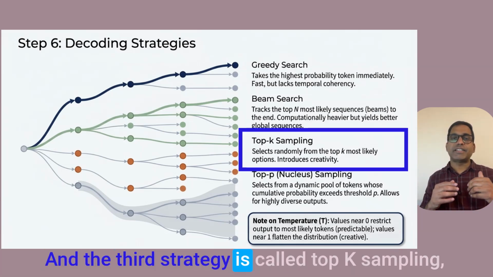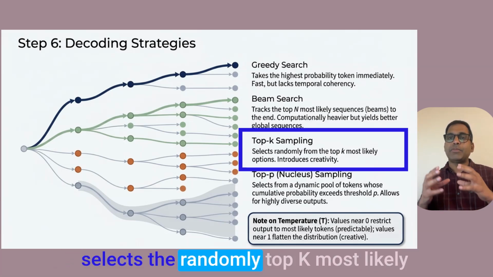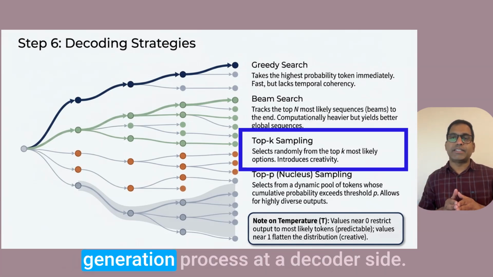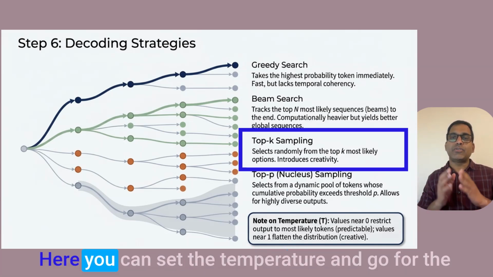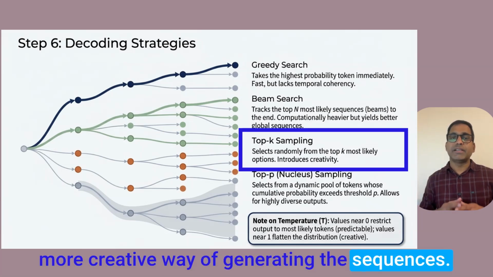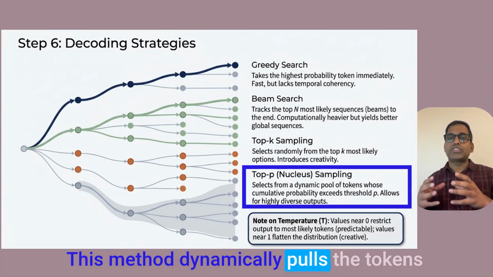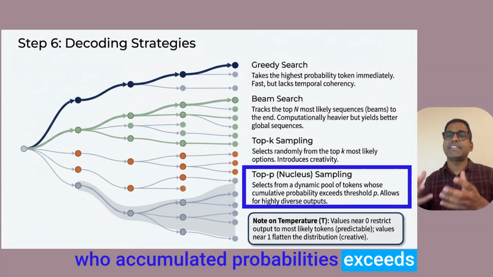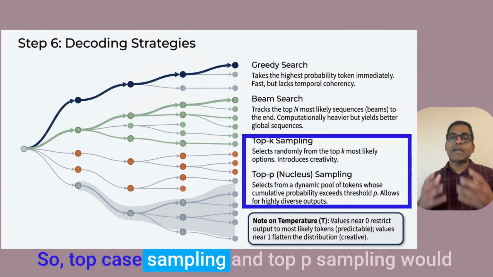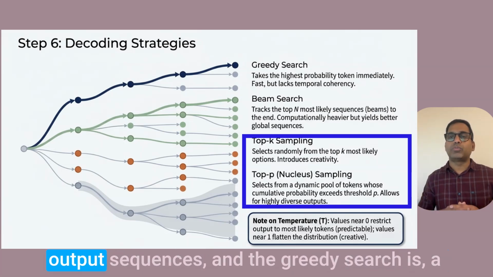And the third strategy is called top k sampling. This is where you get creativity, which selects randomly from the top k most likely options for generating a word in the sentence generation process at the decoder side. Here you can set the temperature and go for a more creative way of generating the sequences. And there is another method called top P sampling. This method dynamically picks the tokens whose cumulative probabilities exceed a threshold P, which allows highly diverse outputs. So top K sampling and top P sampling would be used for a creative way of generating the output sequences.